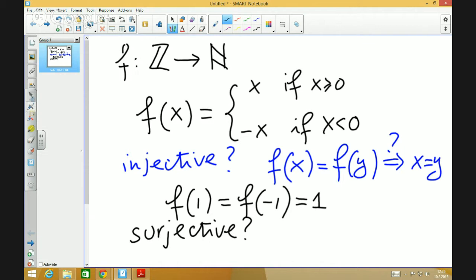Is this true? Sure, it's true. You take any n, it's actually equal to f of n. So you can reach everything in N. The range of the function is the whole codomain. You don't leave anything untouched. So the answer in this case is yes.